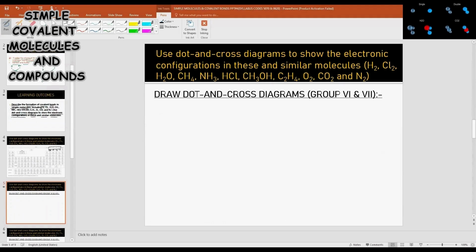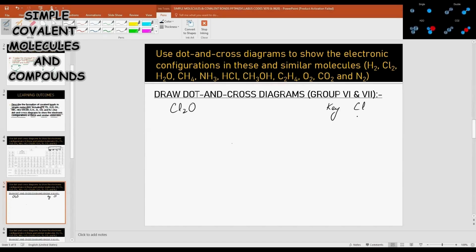Now I'm drawing a dot and cross diagram between oxygen and chlorine. The formula is Cl2O, which means there will be 2 chlorine and 1 oxygen atom. Remember one thing, and that is we will show only valence electrons. First of all, you have to show the key on the right hand side.